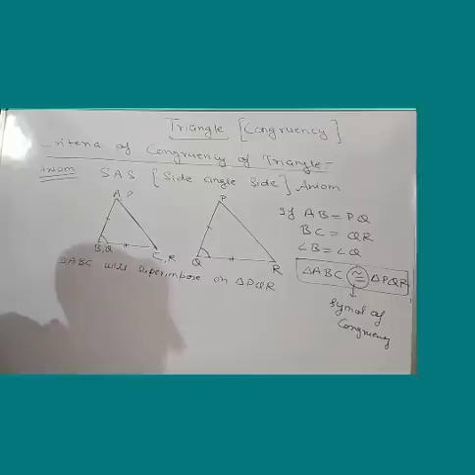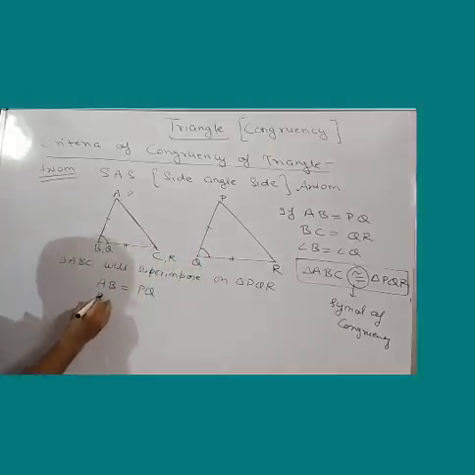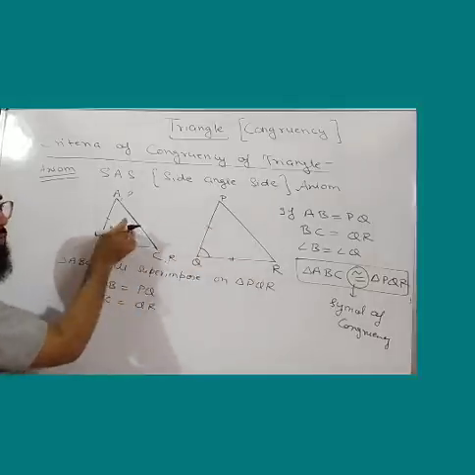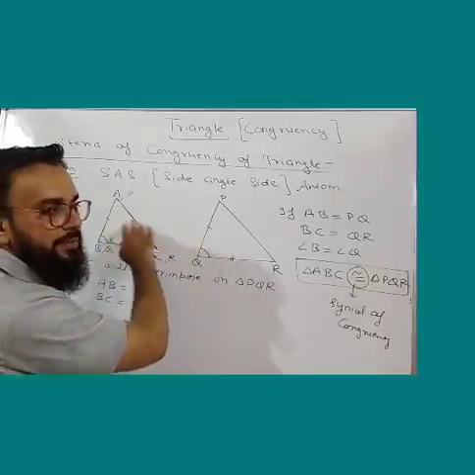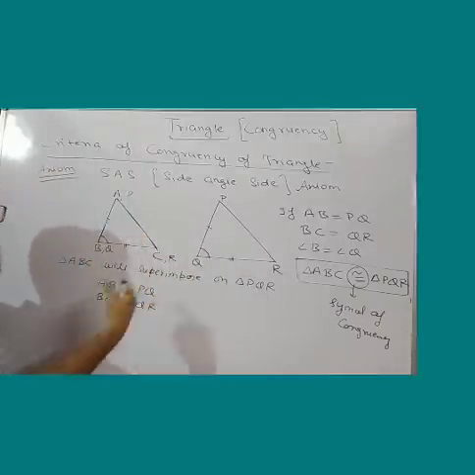It means we can say that side AB will be equal to side PQ, which is already given. Then side BC will be equal to side QR, because both are superimposing. These two triangles are congruent. It means both are superimposing. That means BC will be equal to QR, which is already given.